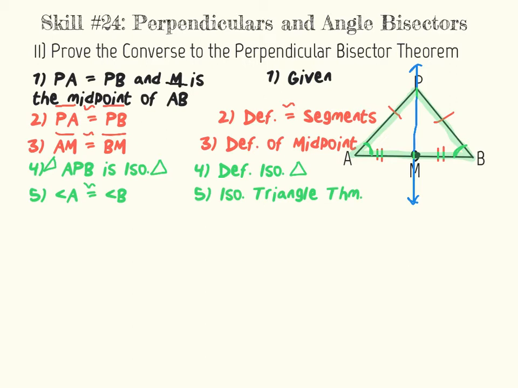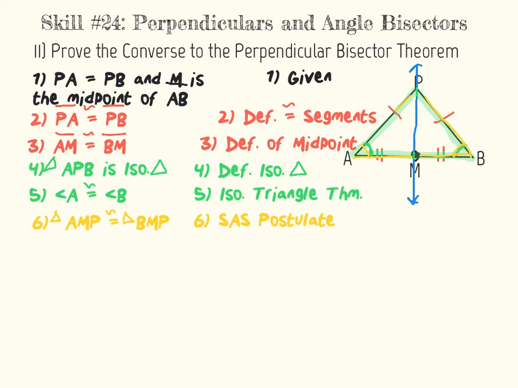Now what I have is a side, an angle, and then another side. So by side, angle, side, I have two triangles that are congruent. So I have triangle AMP is congruent to triangle BMP by the side, angle, side postulate.